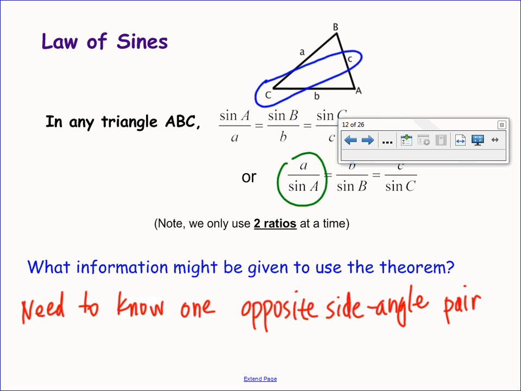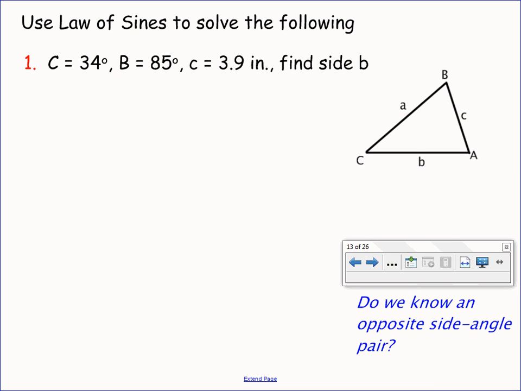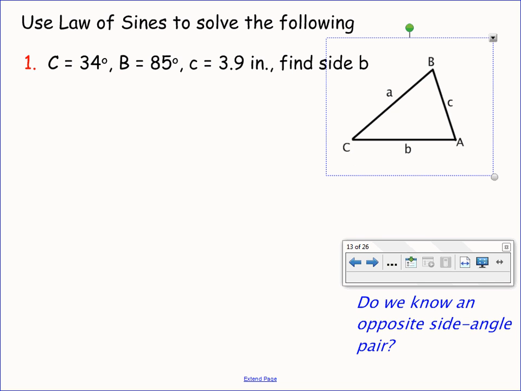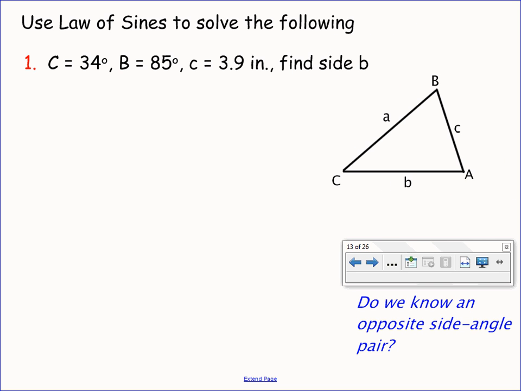Ready to go where? Well, let's see how we might use the law of sines to find missing side lengths or angles. So let's take a look. In this first triangle, we're given information about angle C, that's 34 degrees. Angle B is 85 degrees, and side length C is 3.9 inches. Let's go ahead and fill in our given information and see if we can't find side length B.